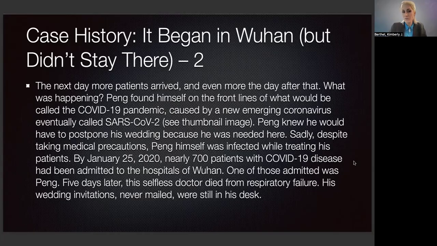By January 25th, 2020, nearly 700 patients with COVID-19 disease had been admitted to the hospital of Wuhan. One of those admitted was Peng. Five days later, this selfless doctor died from respiratory failure. His wedding invitations, never mailed, were still in his desk.